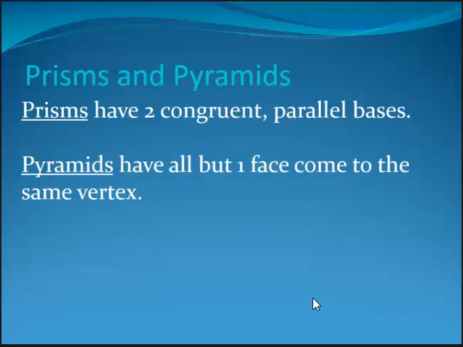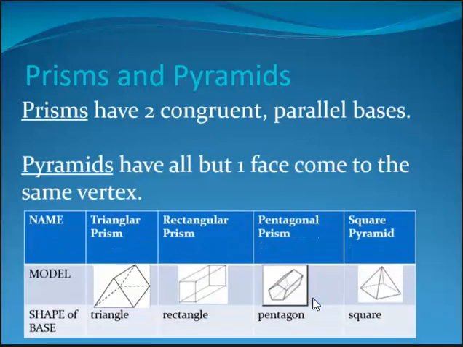So let's look at some examples here. Here we have a prism, a triangular prism. Notice that the two ends are triangular shaped. They are parallel to each other. They would never touch. They are congruent. They have the same size. It's kind of hard to tell in the picture because one looks smaller than the other. So this is a prism. It has two bases. And the bases are always the two parts that are the same shape.